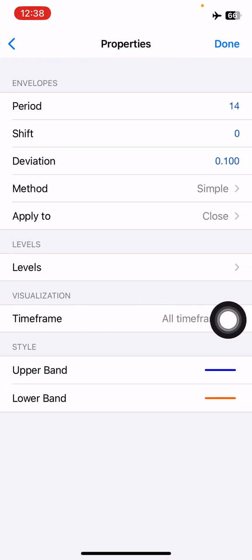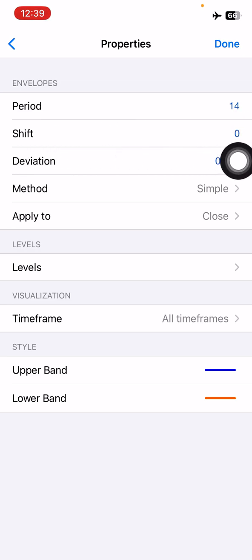You click there. For this one, guys, I want you to put exactly the same things that I've put. On the period, it will be 14, shift it will be 0, deviation it will be 0.100. Method we are applying, method we are using, simple. Applying to, we are applying to close.